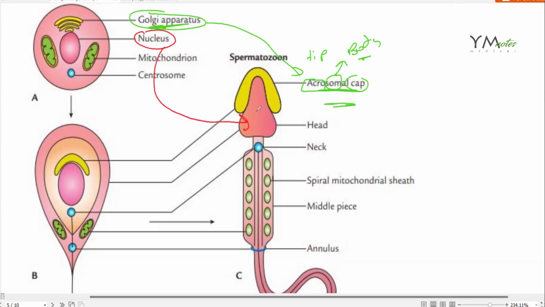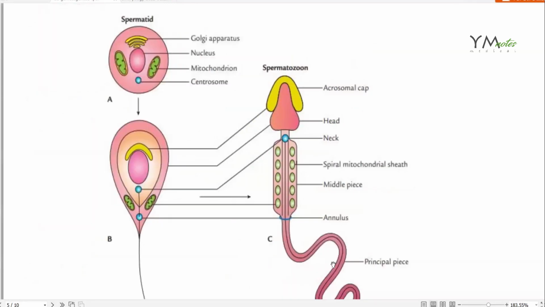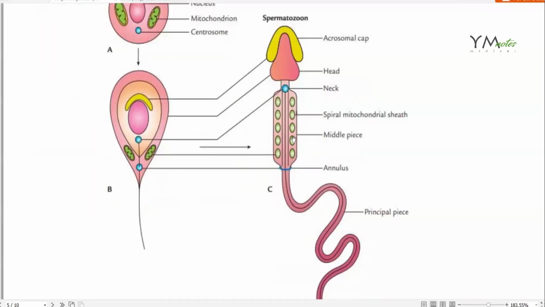The nucleus converts into a nucleus as well of the spermatozoon. Mitochondria remains here in the body, which produce energy for the movement of the sperm. The neck contains centrioles that some axial filaments extend out of it to form the tail. I recommend that you stop the video and draw this image right now on the paper that you are studying on.